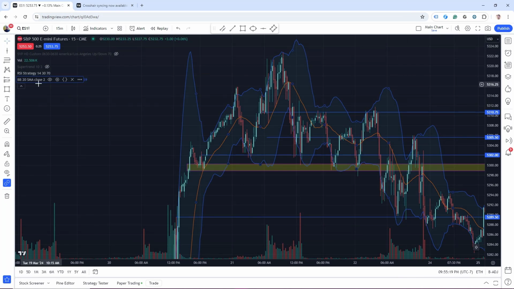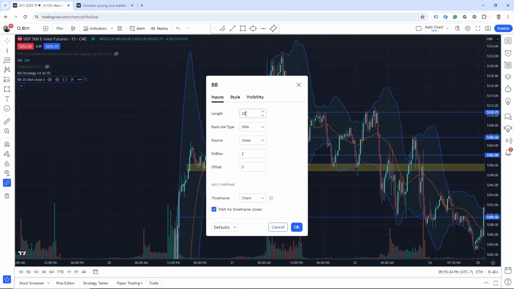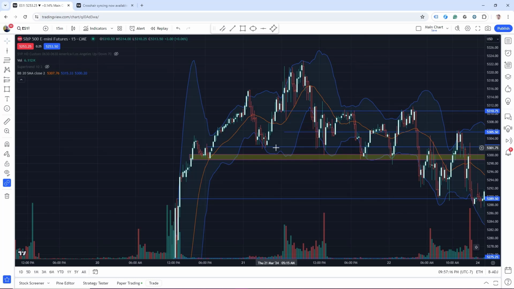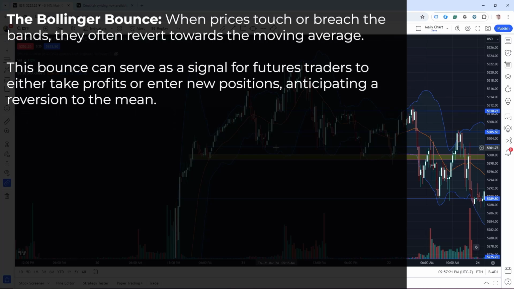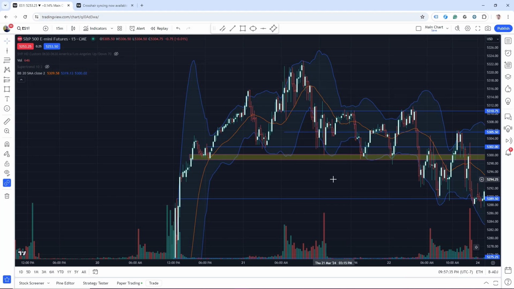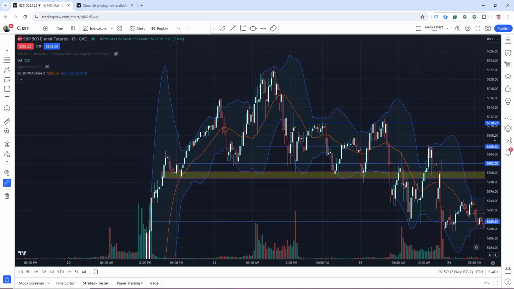Once we have that on the chart, we can come up here to the indicator itself and click on the gear icon. The length is set to 20, and the standard deviation is set to 2, which are the default settings. One of the most common strategies with Bollinger Bands is called the Bollinger Bounce. When price touches or breaches the bands, they often revert towards the moving average. This bounce can serve as a signal for futures traders to either take profits or enter new positions, anticipating a reversion to the mean.